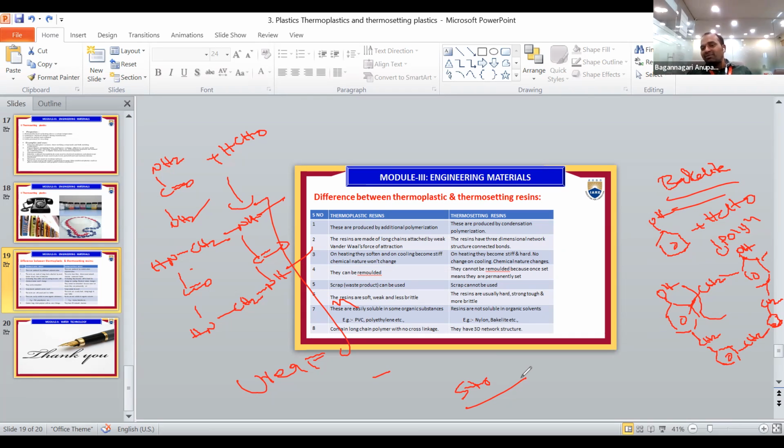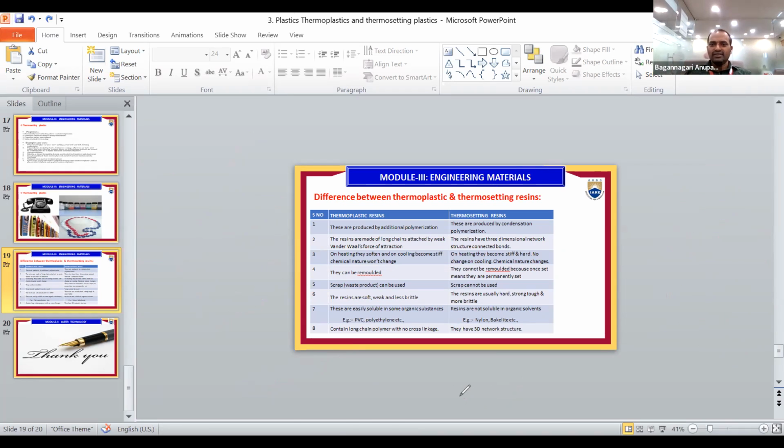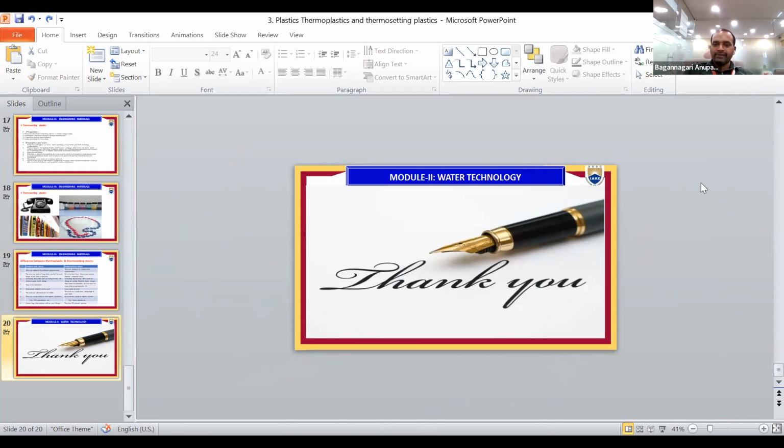So bakelite is mainly used for ball bearings or switches, etc. Our pressure cooker handles are also made of bakelite. So this is the difference between the thermoplastic and the thermosetting. Okay, students. Tomorrow we'll discuss once again the difference between the thermoplastics and thermosetting. Okay, thank you.